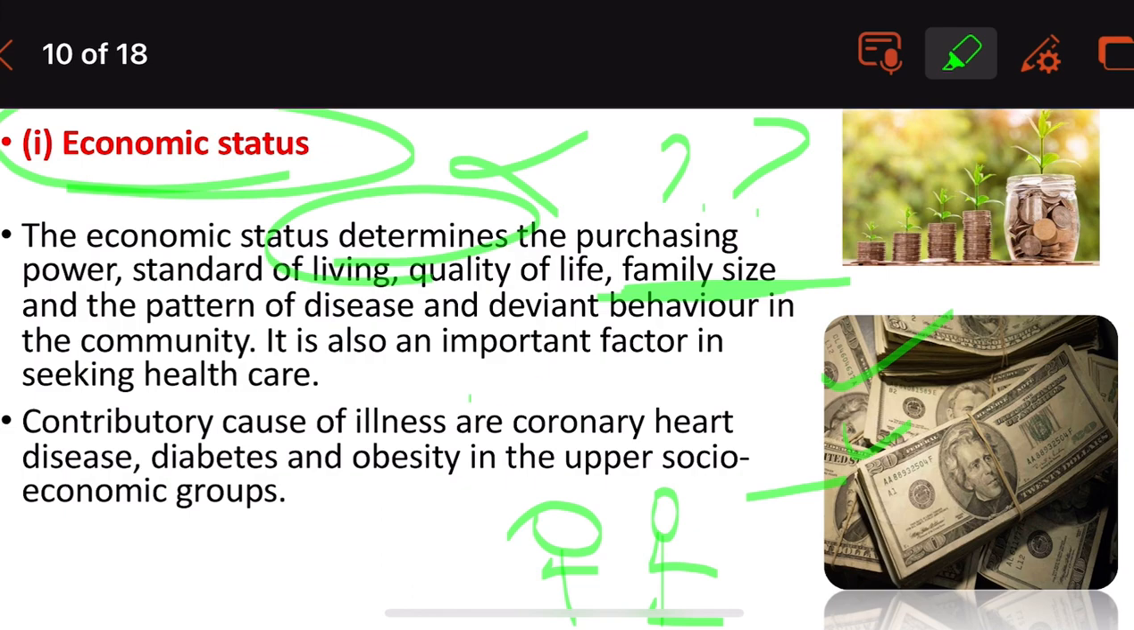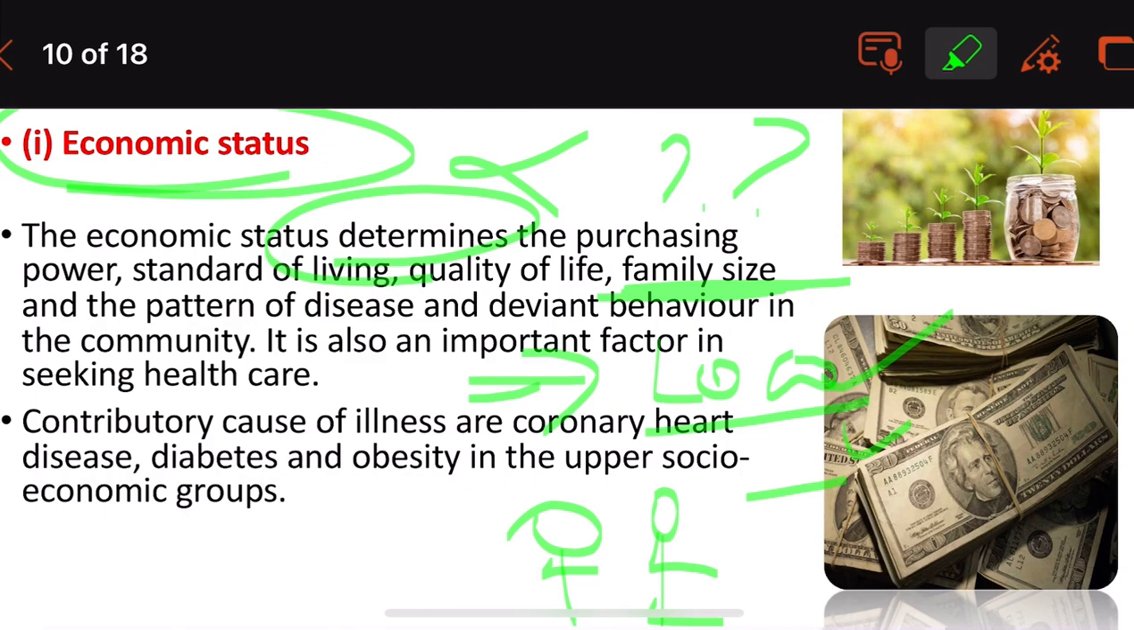The first one, we were more concerned about low socioeconomic countries, low socioeconomic people. Then what happens? The quality of life will be low, the family size will be increased, the pattern of diseases will be different in the lower socioeconomic groups. Respiratory illnesses and communicable diseases will be more in them.